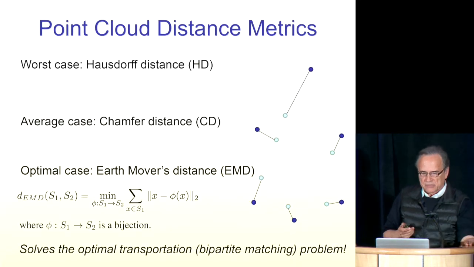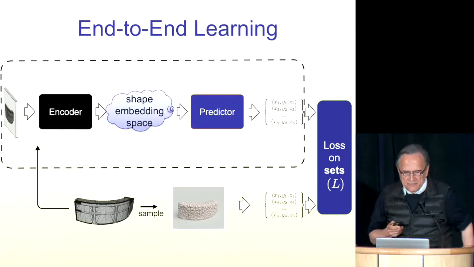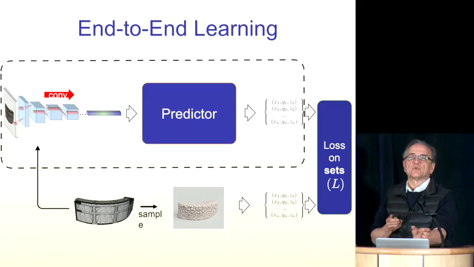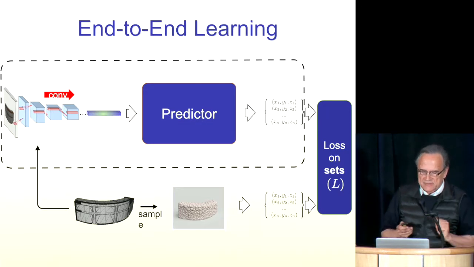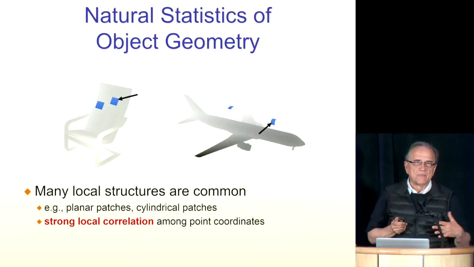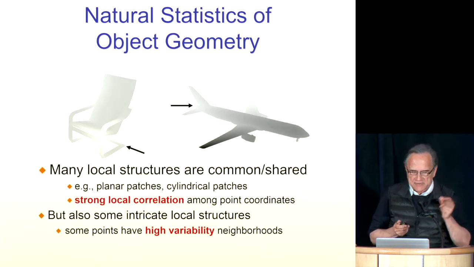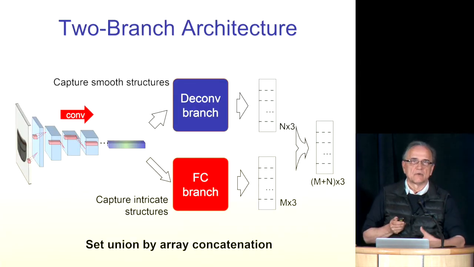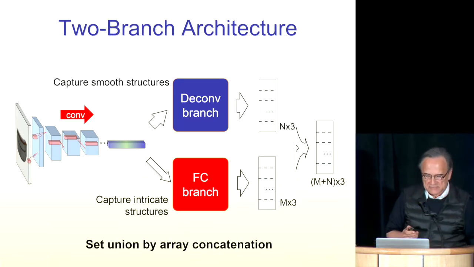One is the loss function, because you have to compare point clouds, so you need something which is end-to-end differentiable. And the other is that since the input is an image, the first part of the network is a standard convolutional network. But the second part, the predictor, the thing that generates the point cloud, actually has an interesting structure. Because shapes have both smooth, normal parts and then little detail parts. And we use two different mechanisms to capture those two. So there's a deconv branch that does a standard convolution to generate the smooth parts, and then a fully connected branch that produces the more detailed parts.